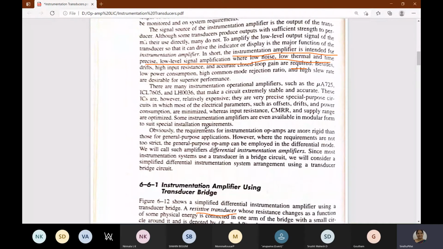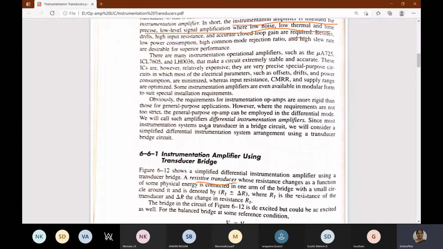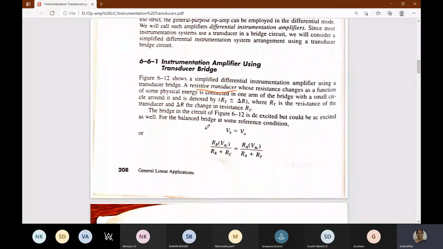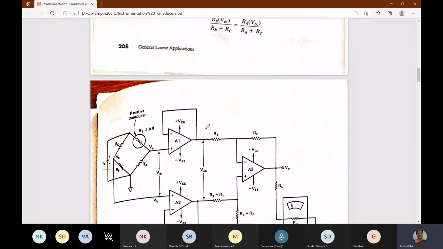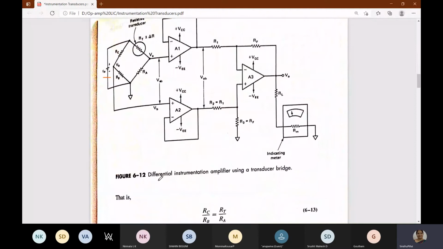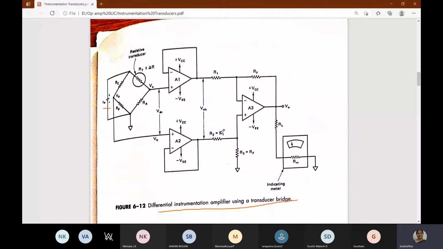So we'll go on with our figure here. This figure shows a differential instrumentation amplifier using a transducer bridge. So this is the instrumentation amplifier with a bridge also. The transducer bridge is there, and the bridge circuit is shown here. This is important. The bridge circuit has branches RA, RB, RC, and there is one resistive transducer branch. We call it RT, and it is written plus or minus delta R. This is the resistive transducer branch.